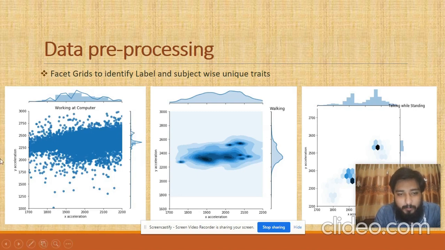You can see that for working at computer, the y-axis is particularly on a certain patch, while the x-axis was spread around a long distribution. Similarly, for walking, the pattern is different, so I think our model will easily adapt and train on these things. It was just to see whether there is any difference, or all the labels have this similarity in the X, Y, or Z axis.